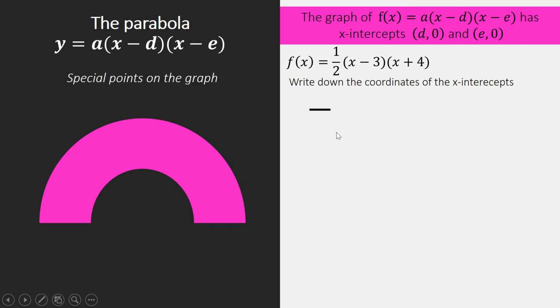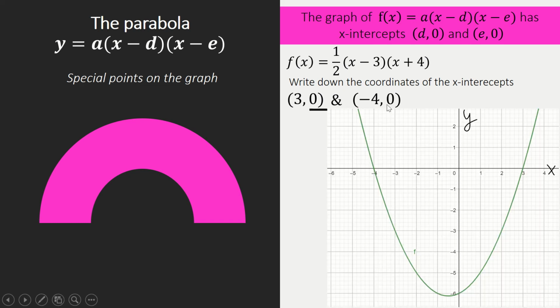According to the x-intercepts, it should be (3, 0) and (minus 4, 0), because our d was a positive 3, and our e was a minus 4, because minus and minus became the plus over there. We can also see this when we draw the parabola on a piece of paper. When y is equal to 0, that is the x-intercept, so it intersects with the x-axis at (3, 0) and (minus 4, 0).